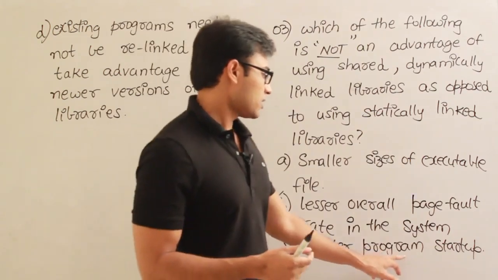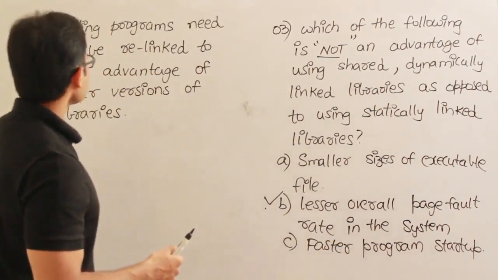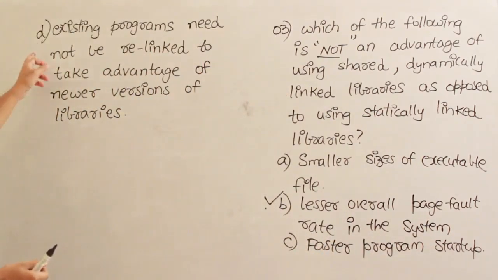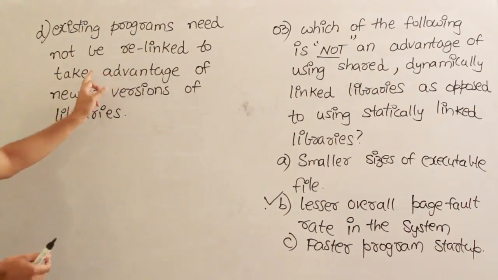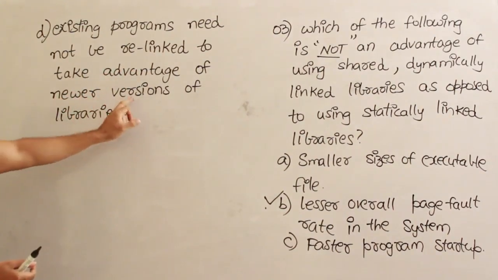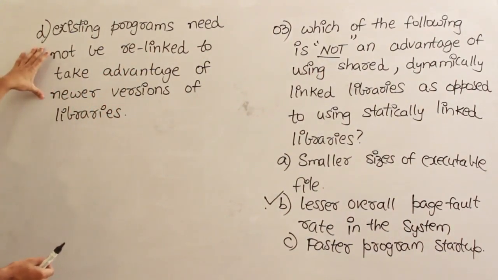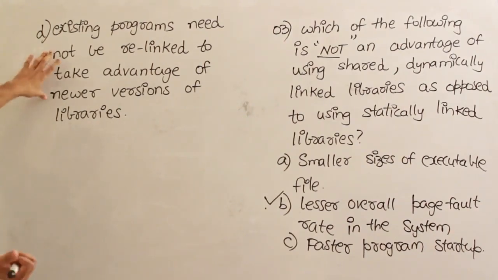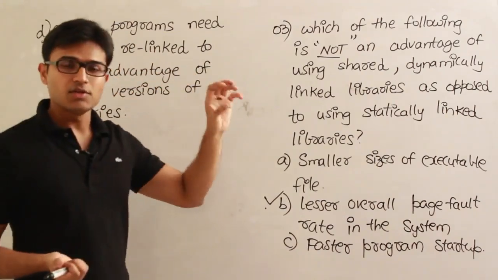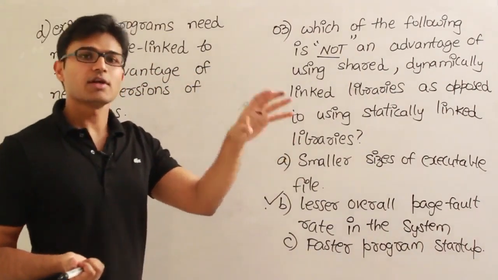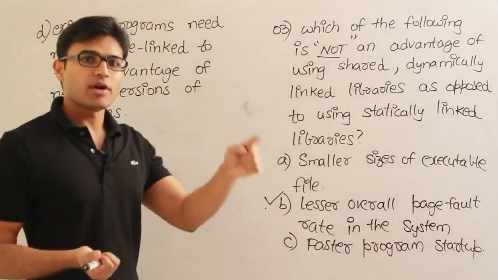So faster program startup. And next one is existing programs need not be relinked to take advantage of newer versions of libraries. It is an advantage. The reason is if you change the version of the libraries, you need not again relink the program. If you change the library, you just change the code where it was loaded, but the pointer will still be there.